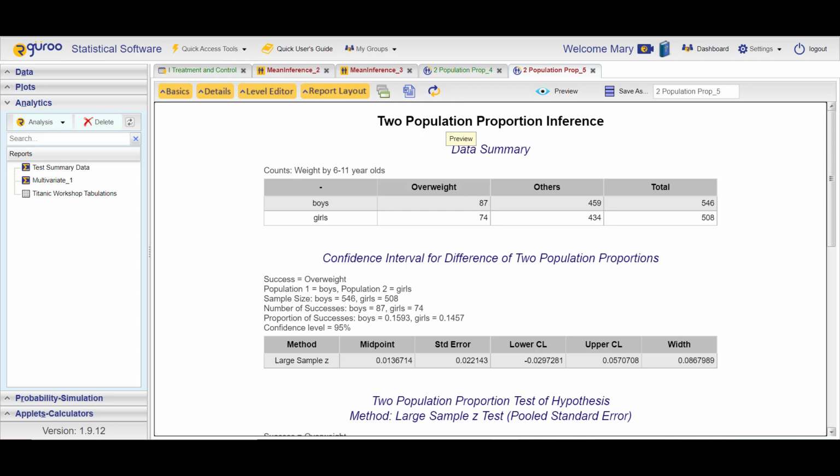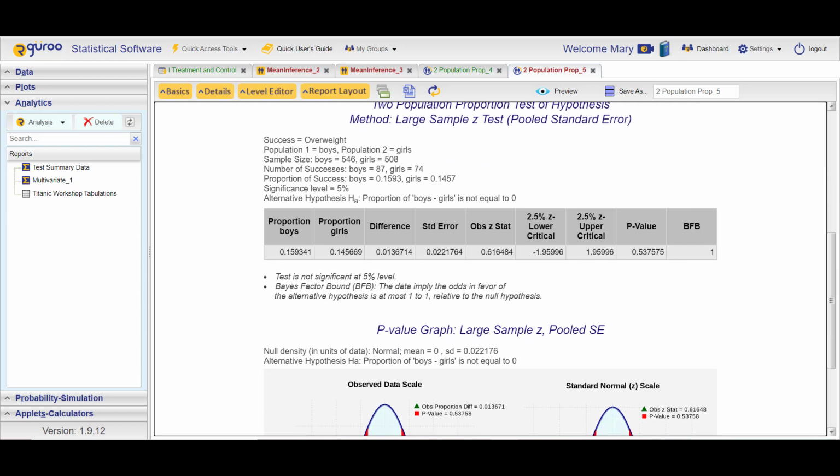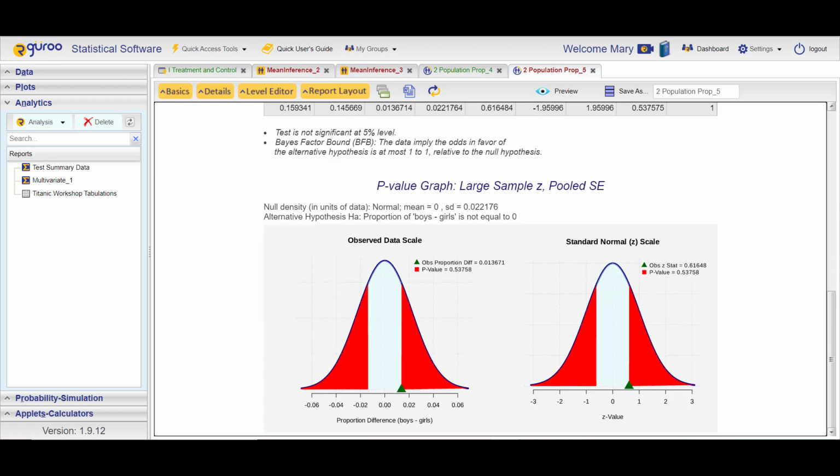So I'm just going to write these down. You write them down as well. So my confidence interval goes from negative 0.0297 to 0.0571, and we've got a p-value that is equal to 0.5376. There.